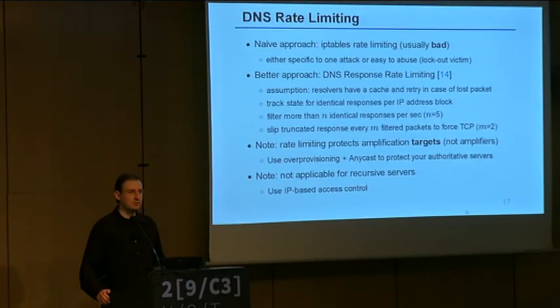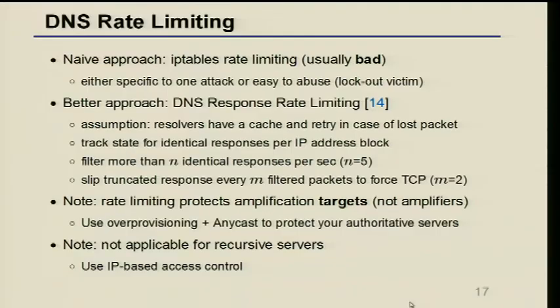Okay, and there's one important note. Rate limiting protects the amplification target. It does not protect the amplifier. It does not protect your authoritative name server. So if you have a problem with distributed denial of service attacks, which use up all your bandwidth on your name server, well, use over-provisioning. Use anycast, buy more bandwidth, that's the solution. If you do rate limiting, it won't really help you, it may do more harm.